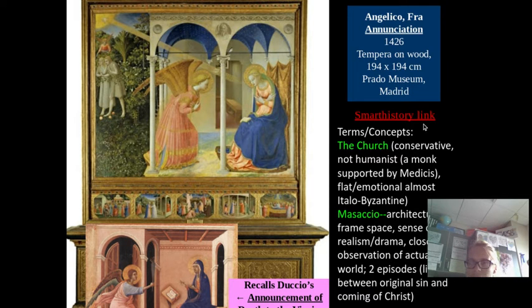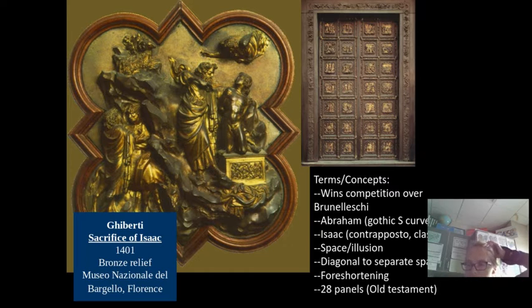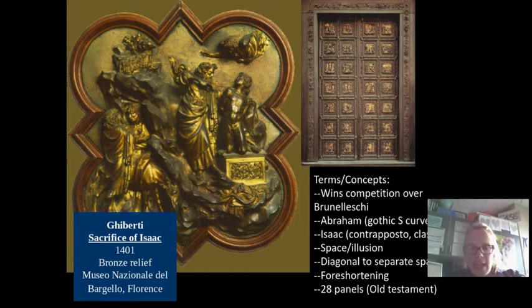That is Fra Angelico's Annunciation. Next up, you guys were talking about this one in class today. This is Ghiberti's Sacrifice of Isaac, the panel that went on the door to the Florentine cathedral. And this is just one panel expanded, and here you can see there are lots of little panels here. So you remember reading the story.